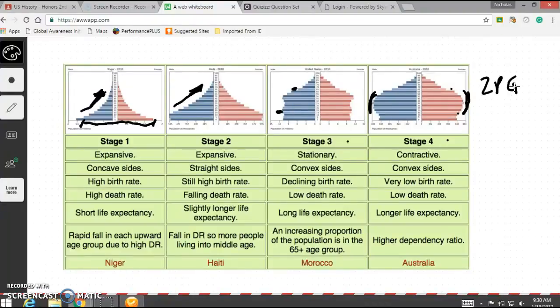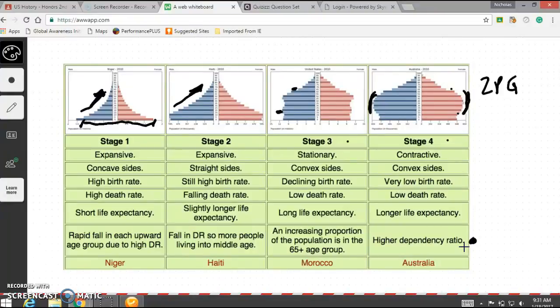Okay, so we noticed in stage 4 we also have a very long life expectancy. It means people are living longer. They're healthier, and we might start to see this dependency ratio increase, either at the older dependency in particular, but there is a dependency ratio particularly at the high end.